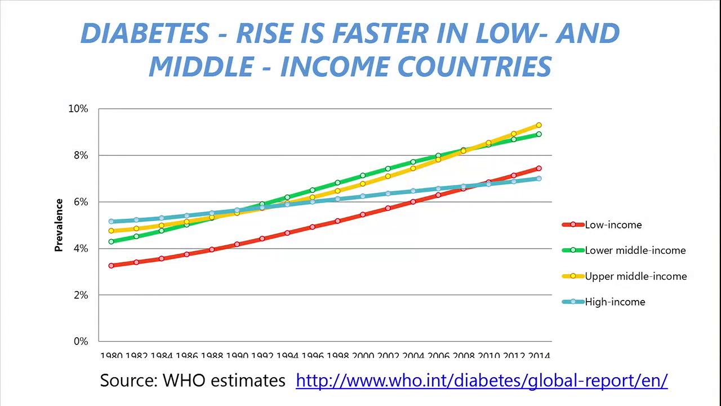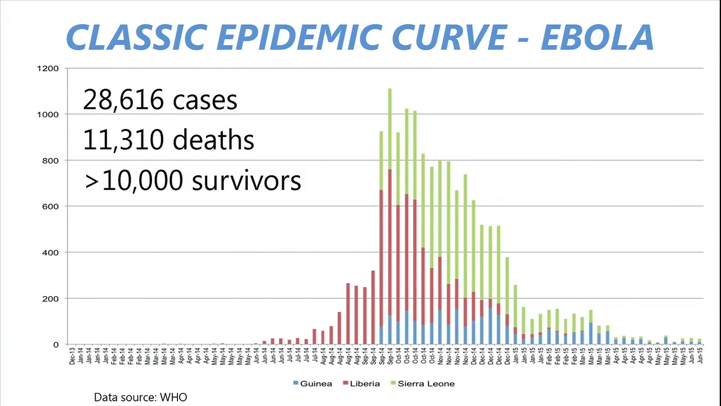As an example here, you can see the rise in diabetes rates in low and middle income and high income countries, and it's very gradual, it's over decades, it's not over even months. So this is an endemic disease still. Whereas this is a classic epidemic curve, which is Ebola in 2014. Very sharp rise over a matter of weeks, a peak, and then a fall over a matter of months.